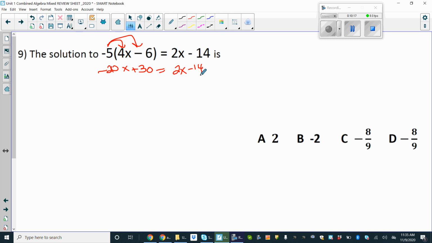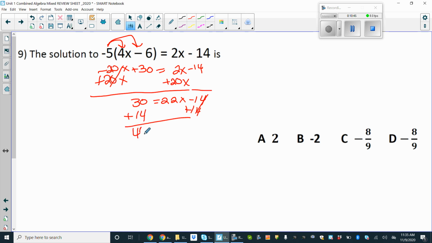You have to get the x's together. You want to move the smaller to the larger. Negative 20x is smaller than 2x. So we're going to use the inverse, which is plus 20x on both sides. And we're left with 30 equals 22x minus 14. Add 14 on both sides. And you're left with 44 equals 22x. Divide by 22 on both sides. And x equals 2. Choose answer choice A.